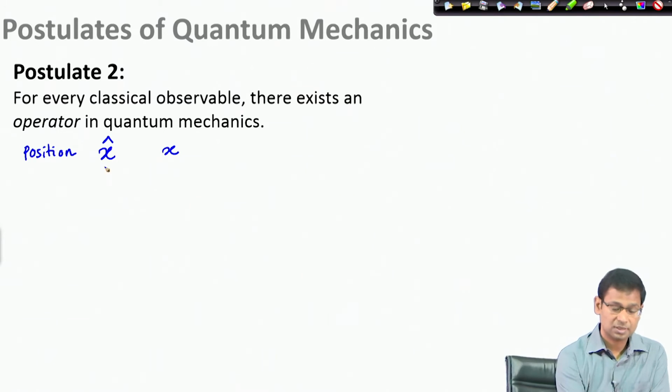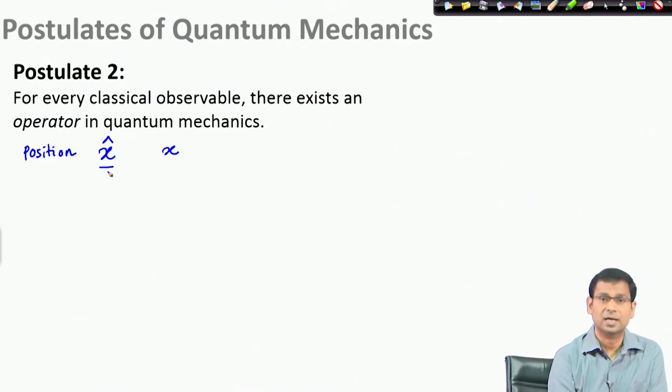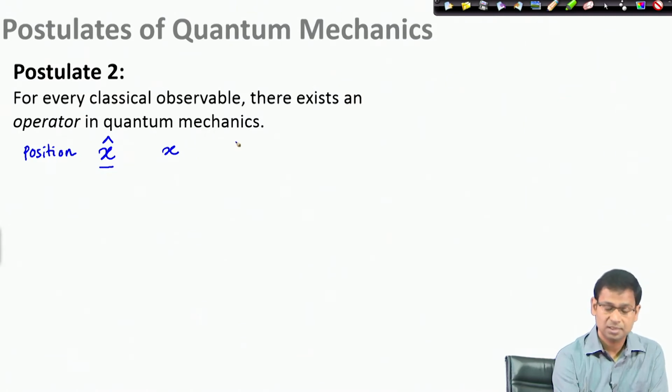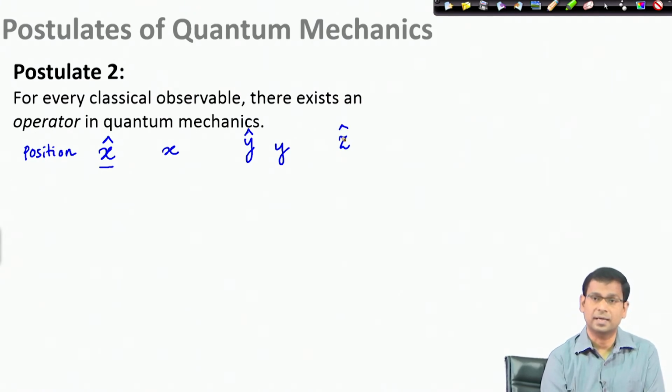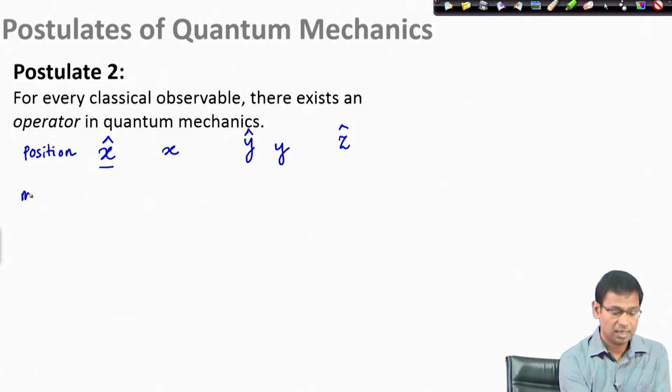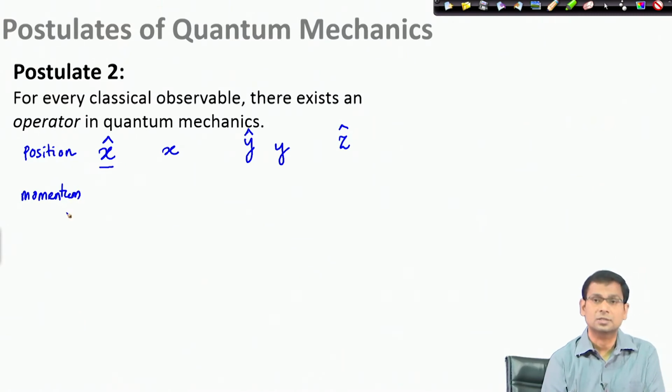As I have defined my position in the x coordinate as x cap or the operator x, similarly y cap would be the operator to get the position along the y axis, whose action is simply multiply by y, or z cap is the operator that gives me an idea about the position along the z axis. The other quantity that we would like to know is momentum.